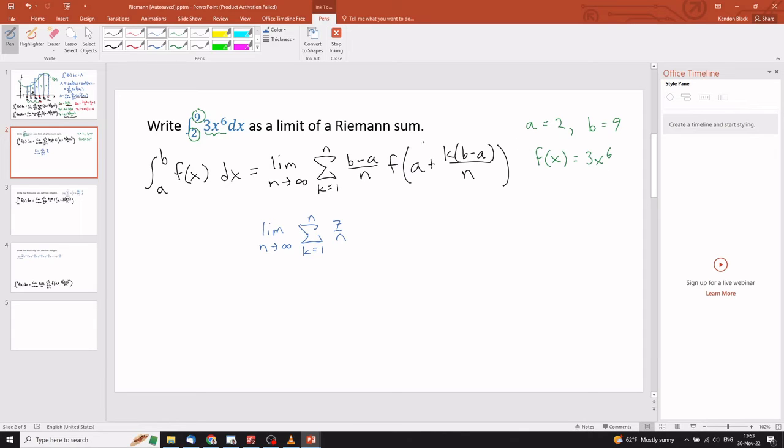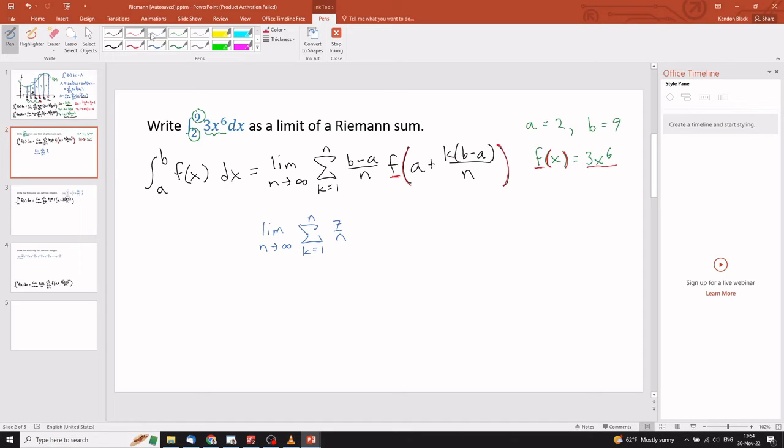Whenever you're doing a substitution, I always tell my students, pay attention to the parentheses. You see how this entire expression, a plus k times b minus a over n, is within these parentheses, and this is our f function. Now we have the definition of our f function over here, and in these parentheses is just x. So what does that mean when we do the substitution? It means we take this 3x to the 6th, and whenever we see x, this part in parentheses, we're going to replace it with this part in parentheses, the a plus k times b minus a over n.